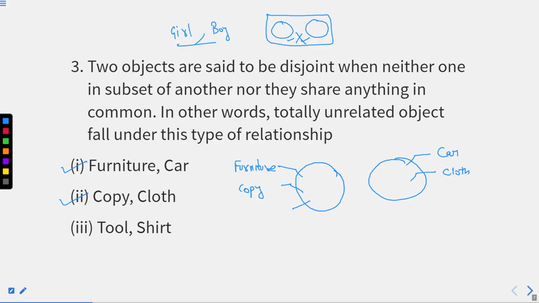Now the third is tool. A tool is used to repair something which is not good, used by mechanics. And a shirt is something which we wear, right? Which everyone wears. So all three examples represent different things. They have nothing in common. So here you get things done, right? These are the three examples.